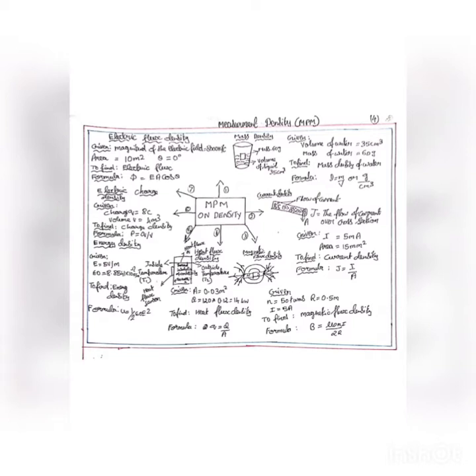Next we can move to electric charge density. Here we can use the formula rho is equal to Q by V. We have more formulas in electric charge density. Let us discuss in upcoming slides.